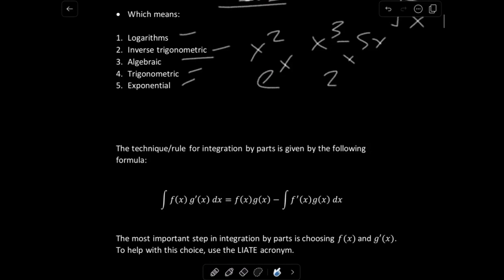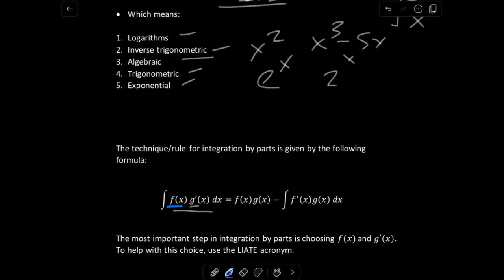The technique or rule for integration by parts is given by the following formula. So here's your integral, and your integral is going to be of the form f of x multiplied by g prime of x. Don't worry about the g prime and what the f is right now. I'll explain it in the next slide.